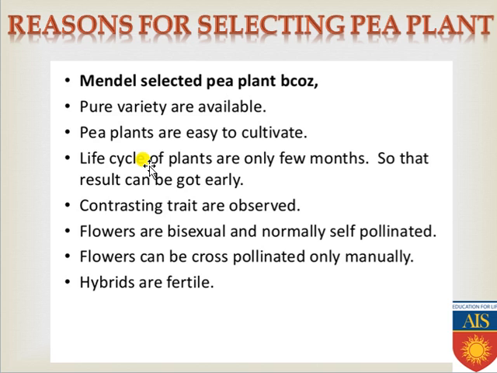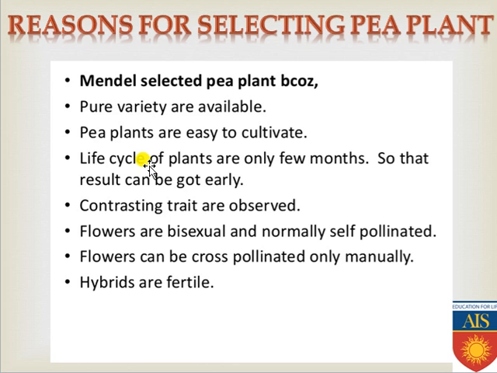Pea plants are easy to cultivate. Even in a small area they can be cultivated easily. The life cycle of the pea plant is only a few months. So if you are doing any experiment on this plant, you will get the result within a few months. So you can obtain early results, like Mendel obtained.